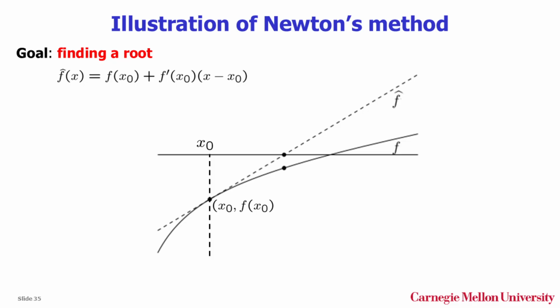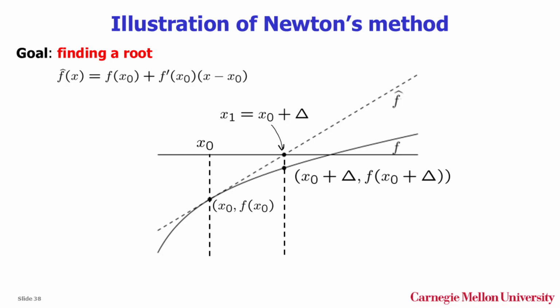Since finding where the function f equals 0 can be difficult, we instead find where its linear approximation is 0. Because this approximation is a straight line, this is easy to compute. We then move to this new point x1, and from there we repeat the procedure. In the next step, we linearize the function at x1, compute x2, and continue in this way.